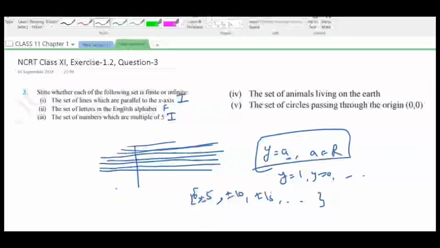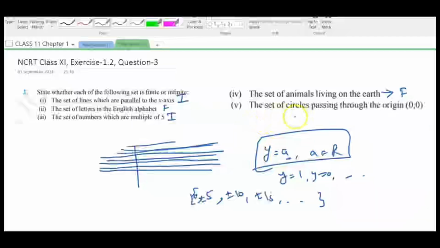The set of animals living on the earth. So when there is this type of question, the set of animals living on the earth, it basically means living on the earth at this very moment. Okay, we are not talking about time in the past. At this very moment, the set of animals living on the earth. So even though it is difficult to count, we know that this is finite. This may be a very big number, but this is finite.